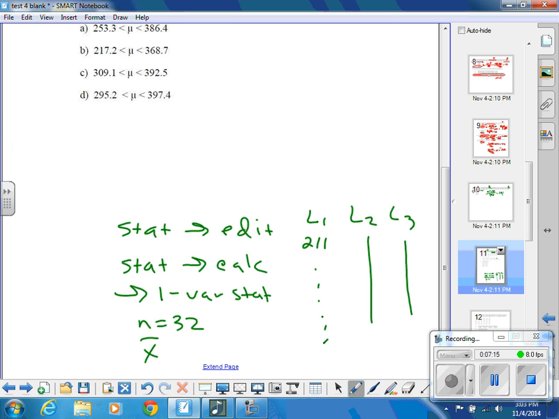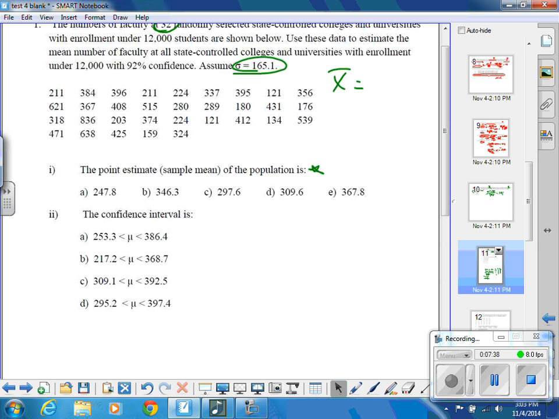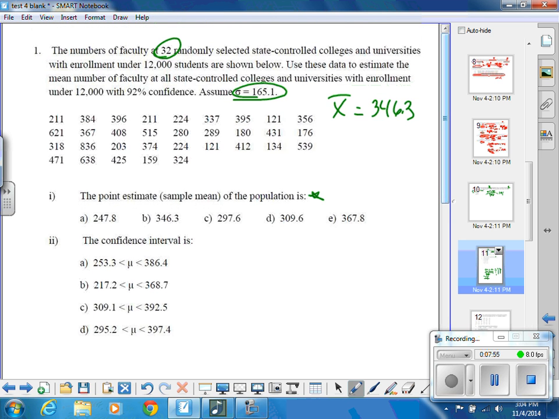They'll give you x bar, and they'll also give you s of x and sigma of x. It really depends on the problem which one you want. In all of these, you want sigma of x, except when you're doing the t stuff. We'll get to that in a little bit. I'm just telling you how to do that. I already went ahead and did that, and I got the answer, because I'm not doing this by hand. I ended up with my sample mean, x bar, is 346.3. You do have to round it. So answering this one, it is B.